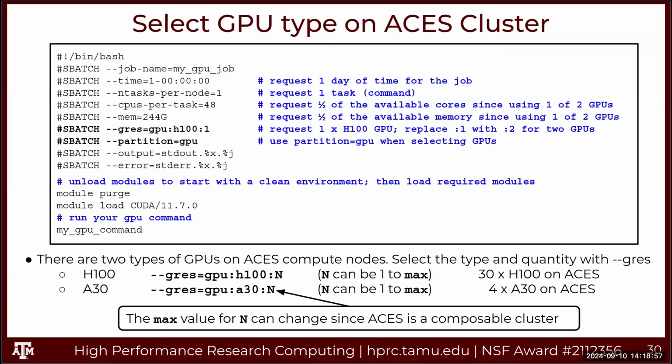All right, so two types of GPUs. As we mentioned earlier, the last part of the GRES parameter is the number of GPUs. This can be 1 to a maximum that are configured. And this is just showing you how this GRES parameter fits into your job script.